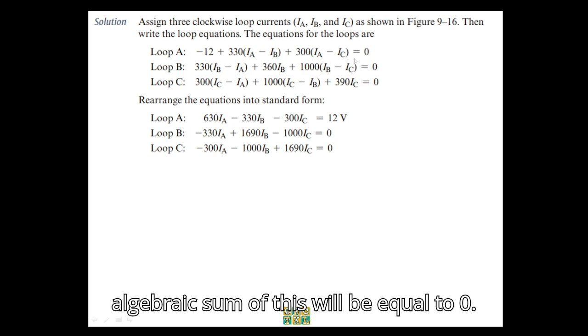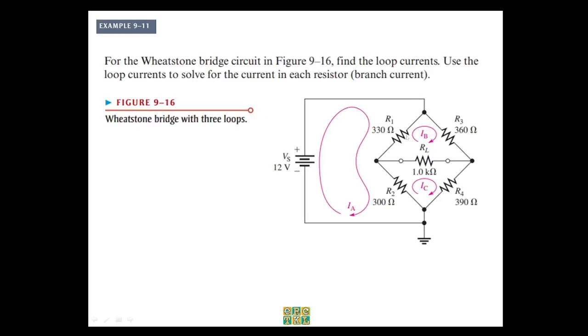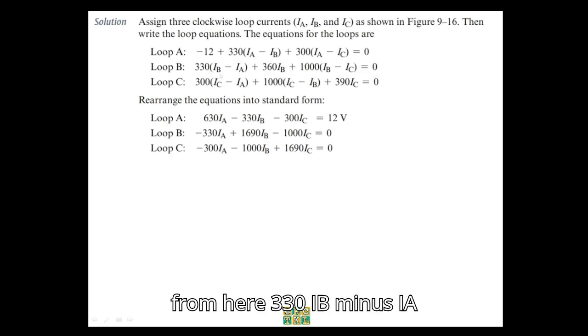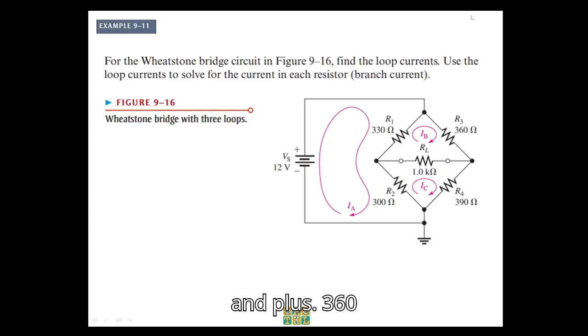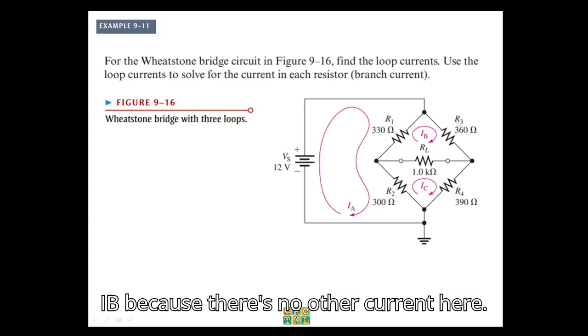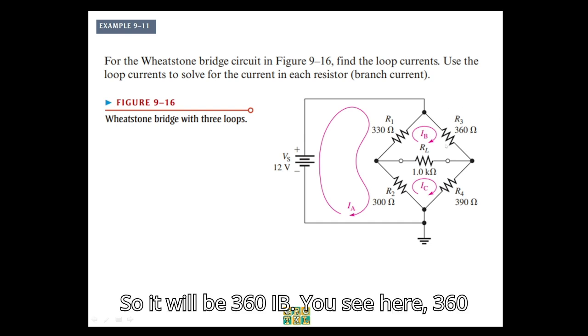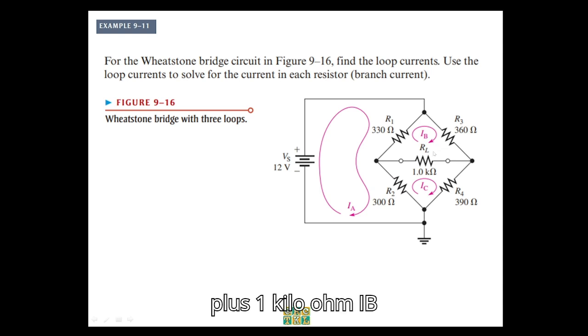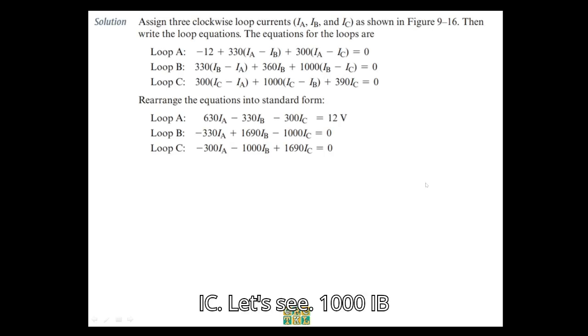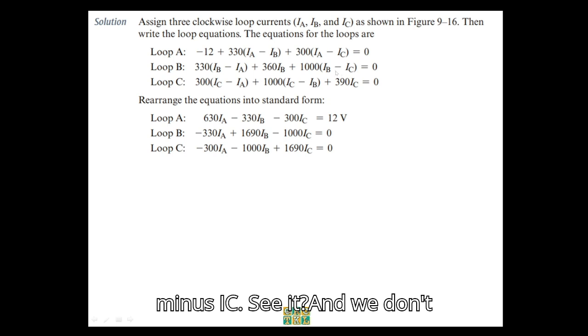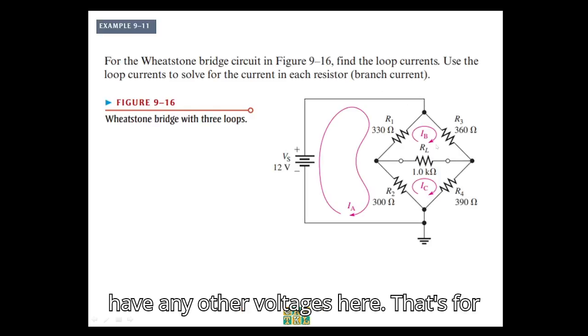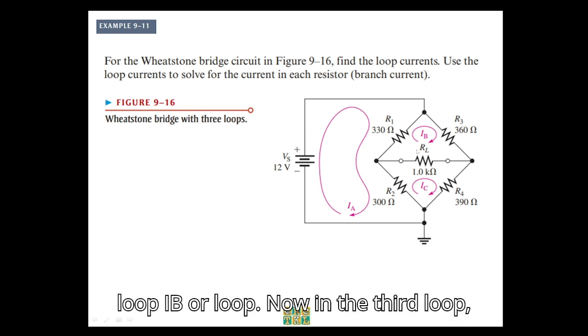And together, the algebraic sum of this will be equal to 0. Now, in terms of loop IB or loop B, it will be 330 (IB minus IA) from here, plus 360 IB because there's no other current here. And here, plus 1 kilo ohm (IB minus IC), or 1000 (IB minus IC). And we don't have any other voltages here. That's for loop IB or loop B.